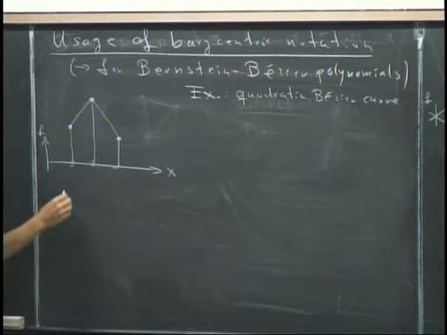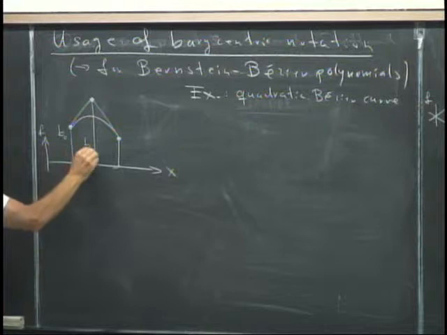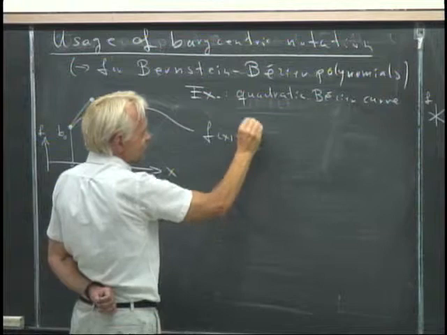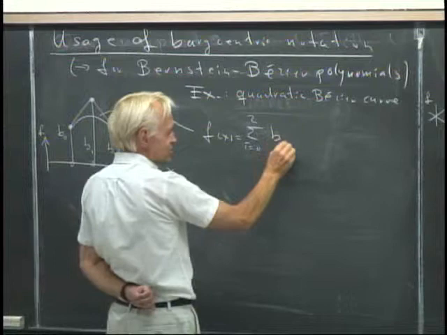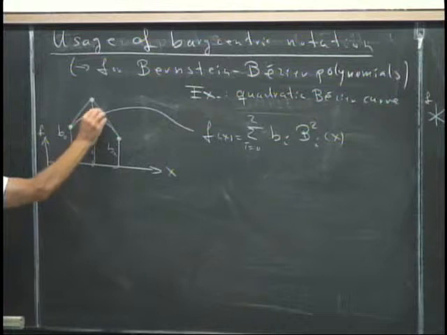You remember, I can just represent such a function by calling these three Bezier ordinates b0, b1, b2. And then I can write this function as a function f of x, which is just the sum i from 0 to 2, 2 for degree 2, quadratic, of these Bezier coefficients, Bernstein-Bezier coefficients, b_i, times these Bernstein-Bezier polynomials, B_i^2 of x. That's the way I had talked about it before.